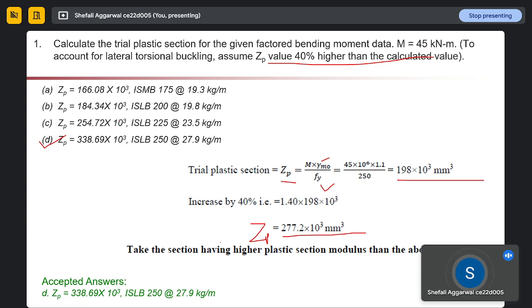So we are taking ZP as 338, which is higher than 277, and the section chosen is ISLB 250 at 27.9 kg per meter.